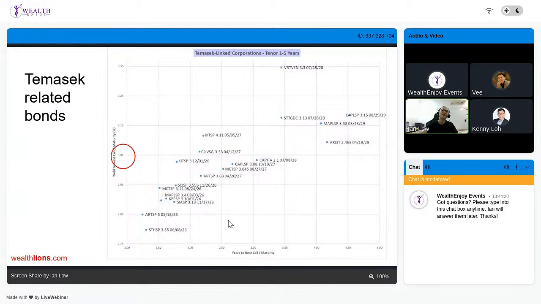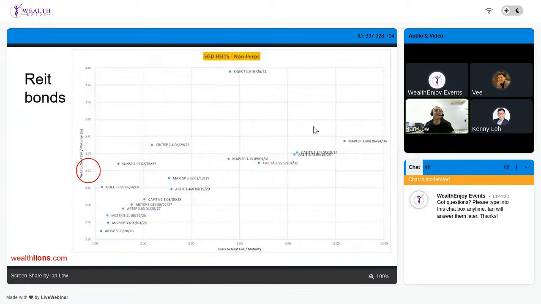All right. So frankly, these are the different maturities. These are the yields. There's nothing much to buy. The highest here for Temasek was 3.35%. There's nothing much to buy. Likewise, this is a REIT bond. At 3.8% is the OUE REIT bond. Frankly, not exciting. There's nothing much to buy.